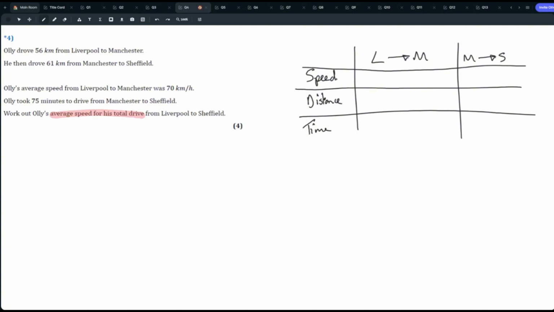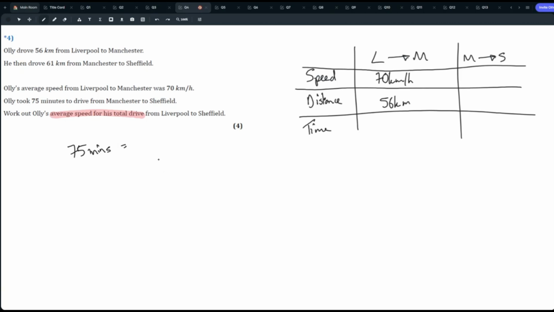Okay, so the speed from Liverpool to Manchester, do we know that? No, but we do know the distance. It is 56 kilometers. Oh, no, we do know the average speed. It says in the second paragraph it's 70. Ali took 75 minutes to drive from Manchester to Sheffield. So time, 75 minutes. However, you don't want to use minutes here. You want to use hours because the units of speed is kilometers per hour. So I'm just going to get this 75 minutes and convert it into hours.